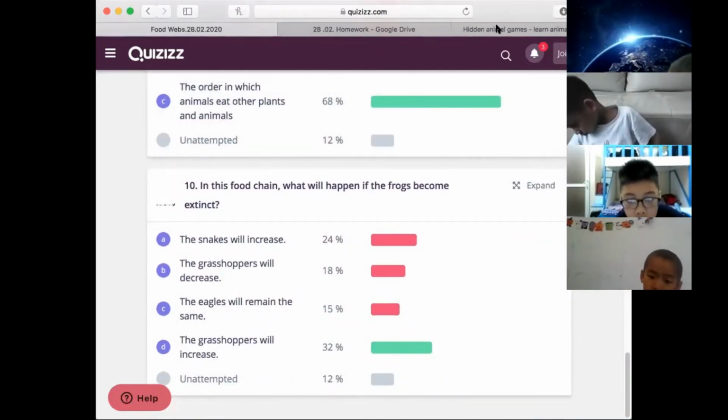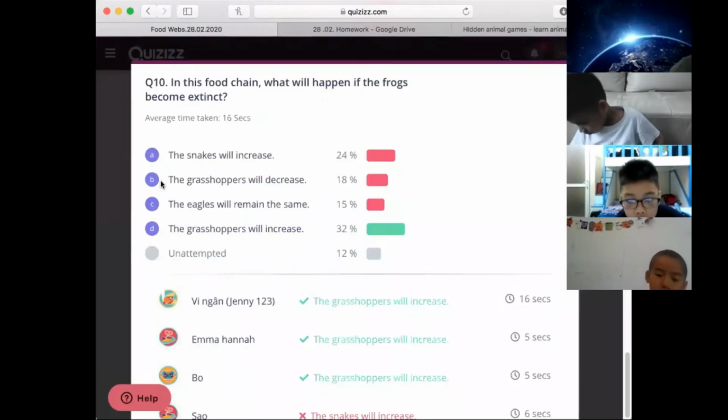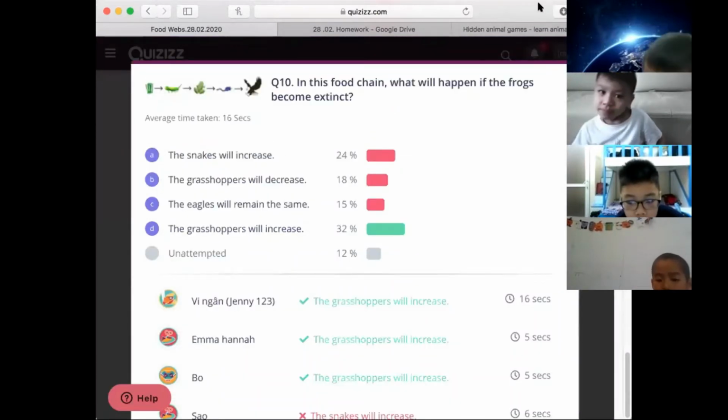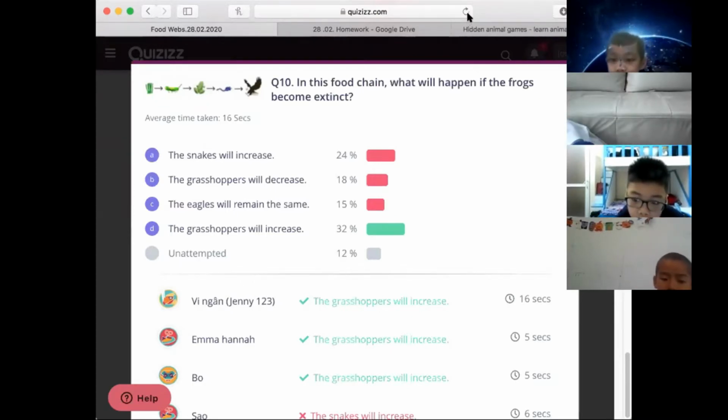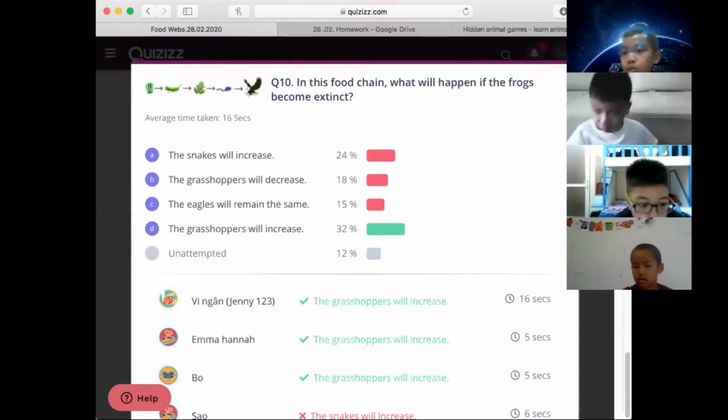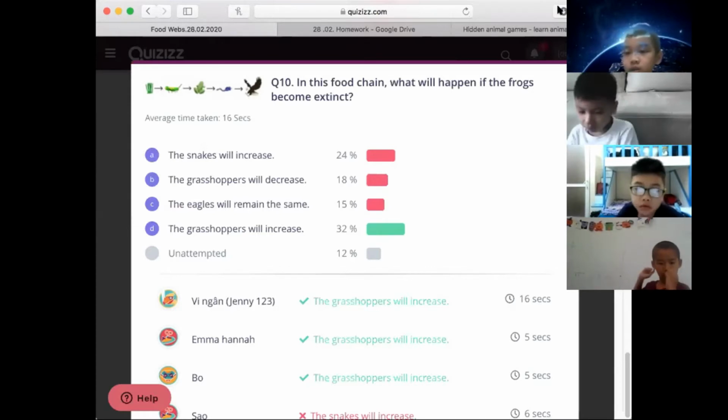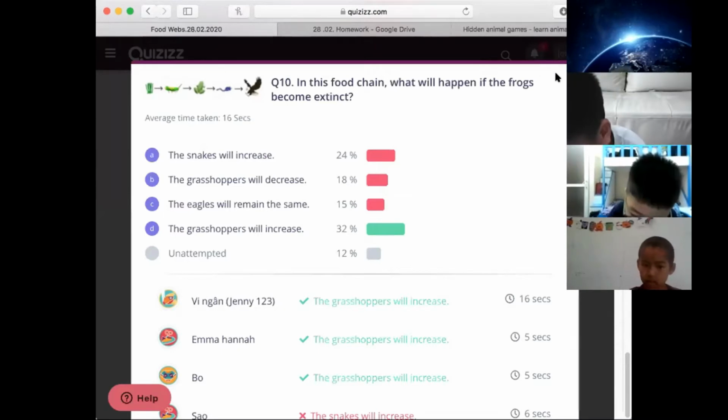And number 10. In this food chain, let's take a look. In this food chain, what will happen if the frog becomes extinct? And I want someone to explain the answer. So raise your hand if you know the answer and can explain it. Lower your hand if you cannot. In this food chain, what will happen if the frogs become extinct? What is the answer and why? Michael, go ahead.